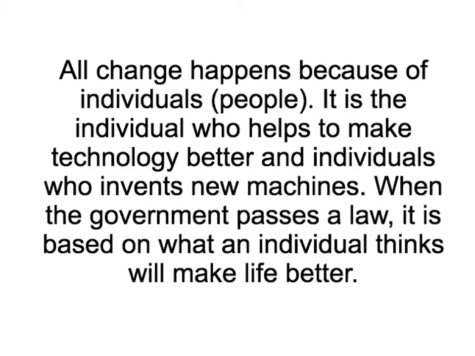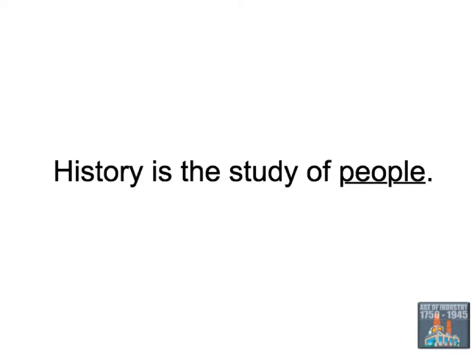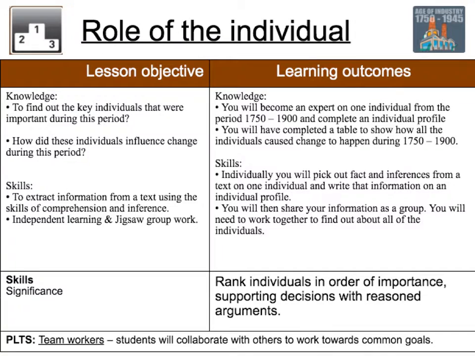Okay. All change then happens because of individuals. It is the individual who helps to make technology better and individuals who invent new machines and identify problems that need solving. When the government passes a law, it's based upon what an individual or the people think. So it's all people. History is the study of people. So in today's lesson, we're going to look at the role of the individual. How do those rare individuals shape their time?